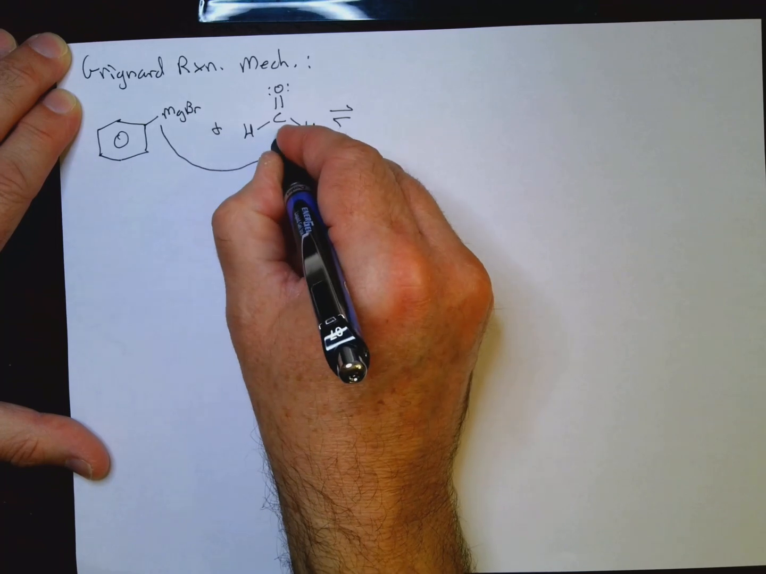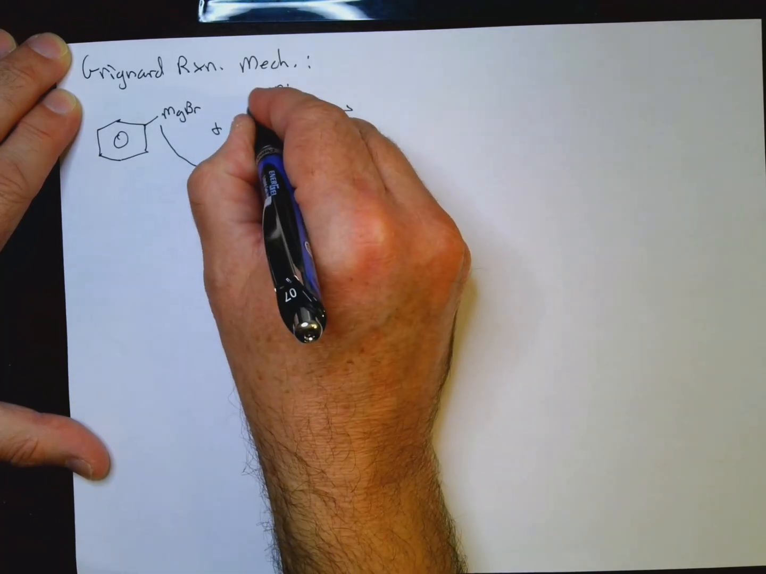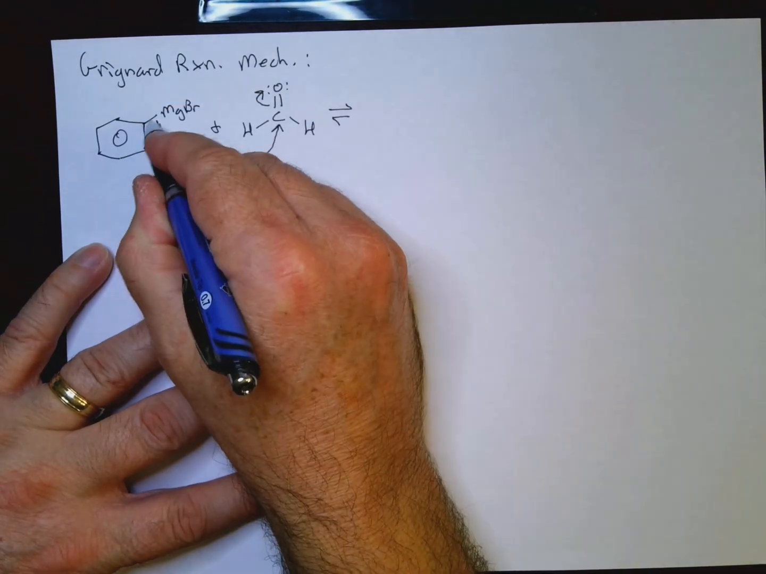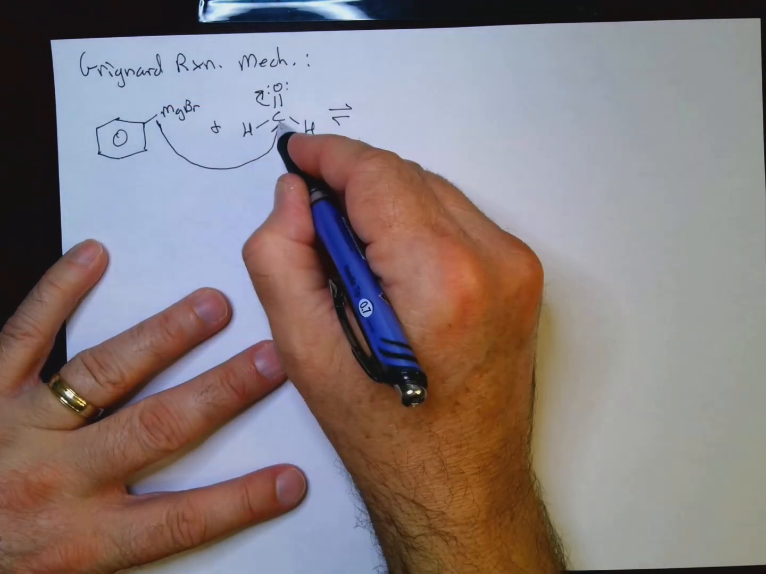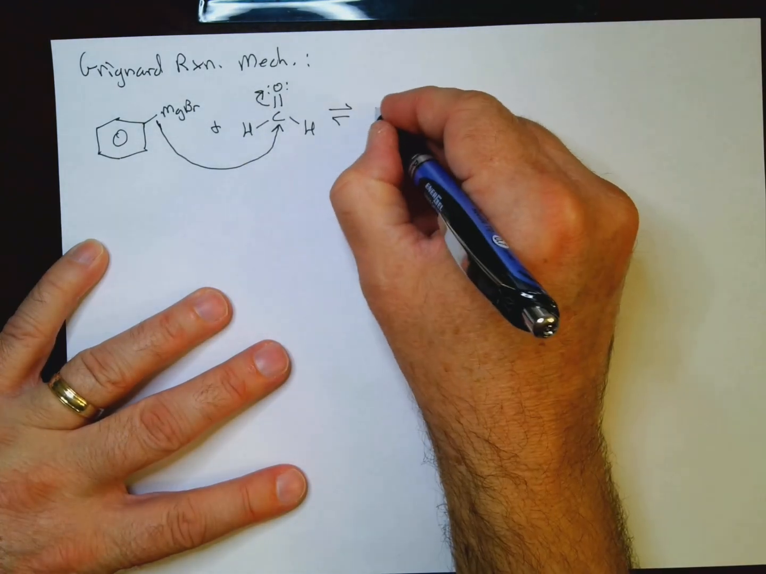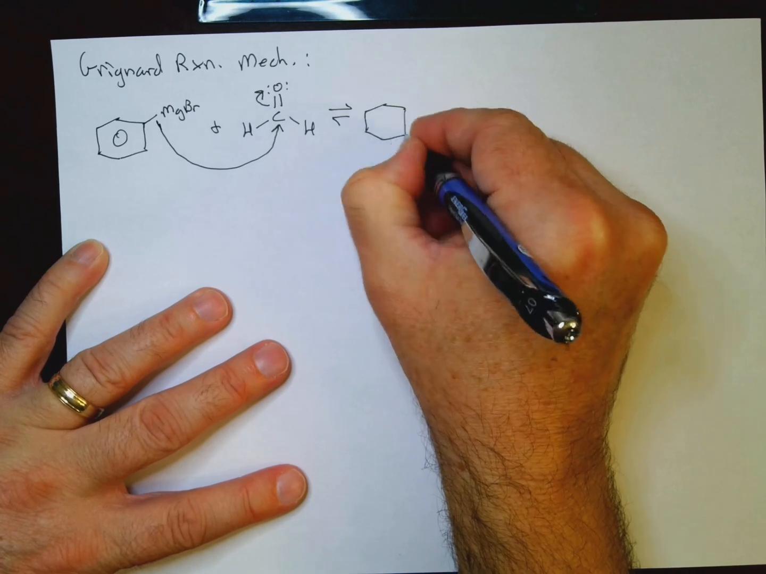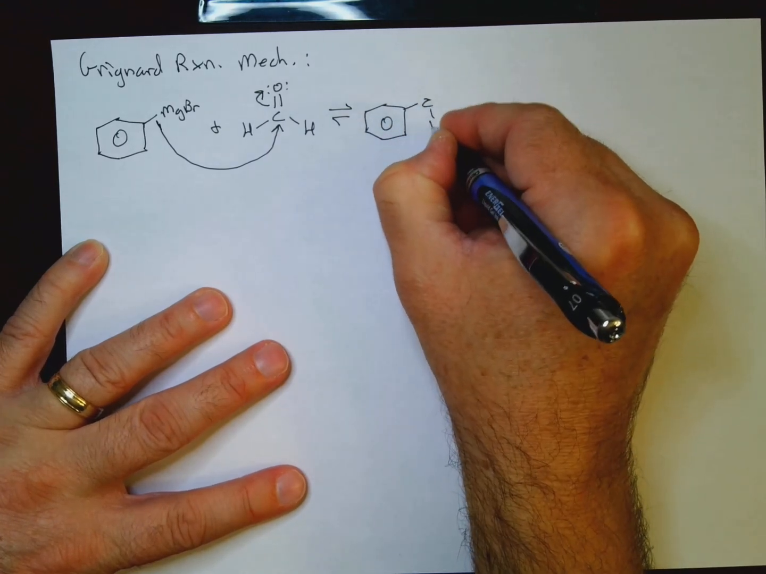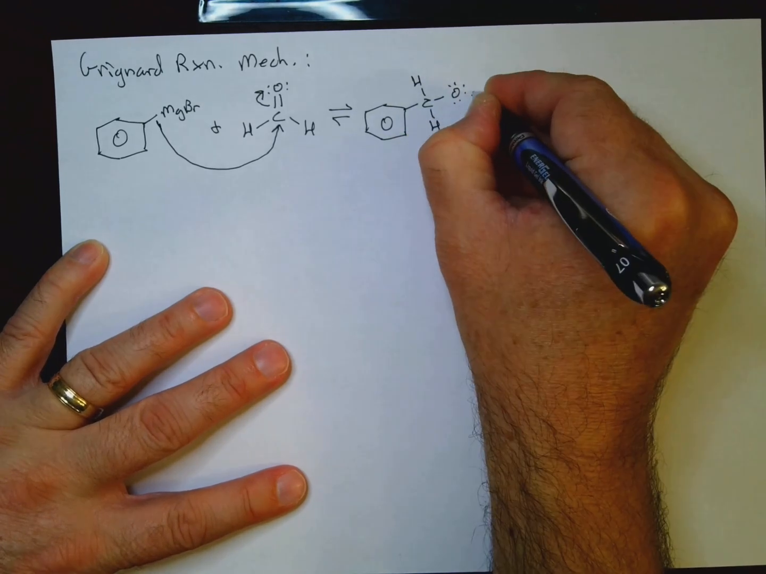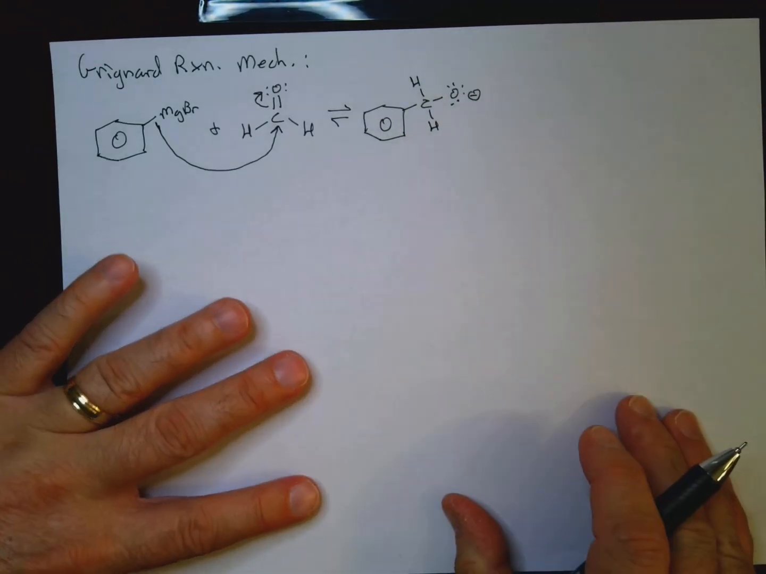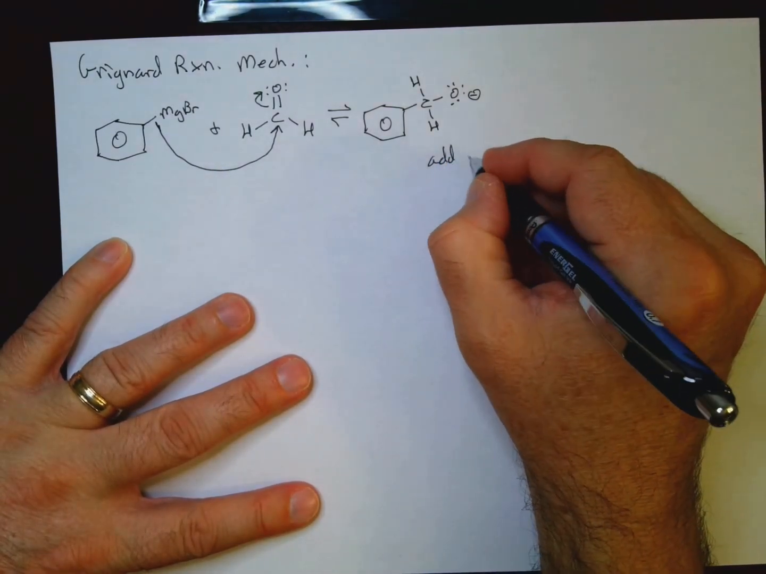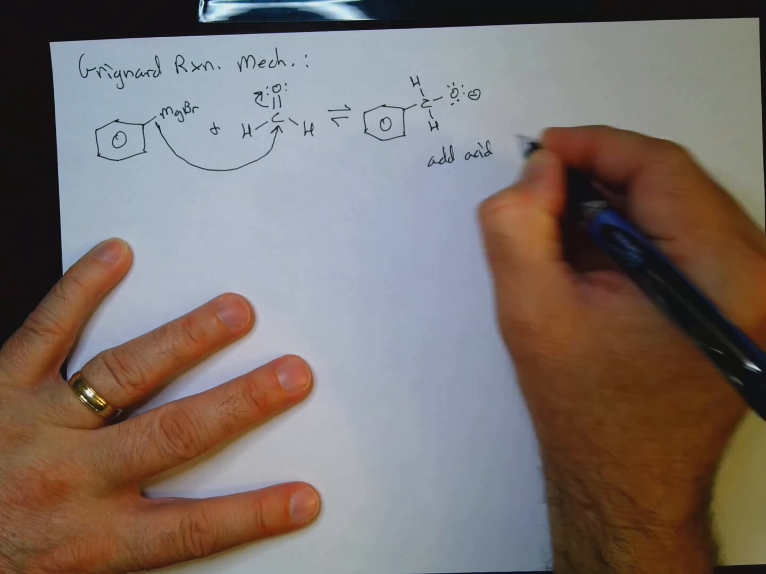So the first step is done in ether so that the Grignard doesn't react with anything else. And we'll get nucleophilic attack from the electrons in that carbon-magnesium bond on the carbonyl carbon. And that'll kick the electrons up onto the oxygen. So now what we'll end up with is CH2O minus. And then we'll add acid.